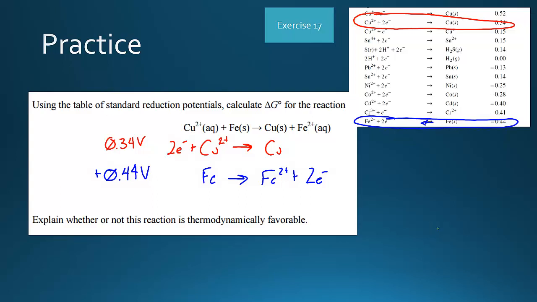So when 2 electrons are transferred, our cell potential for this voltaic cell is 0.78 volts on the voltmeter. So far, we do have a functional battery as we have a positive cell potential.